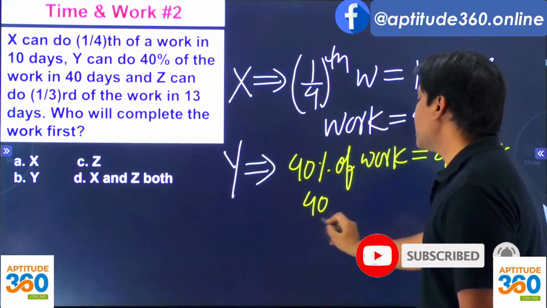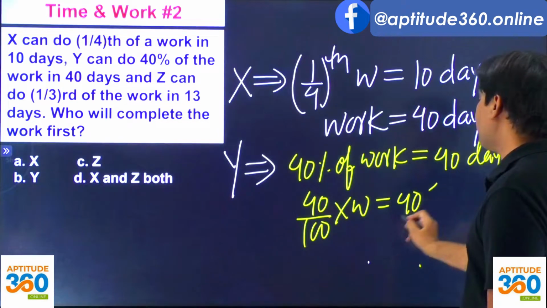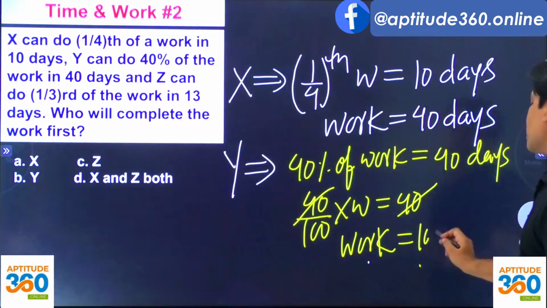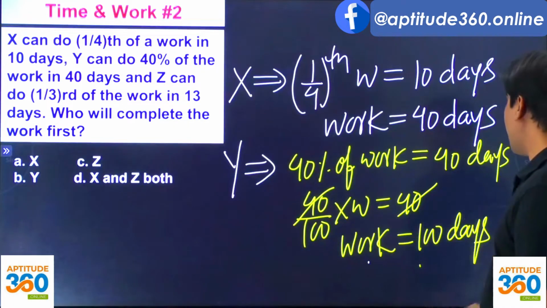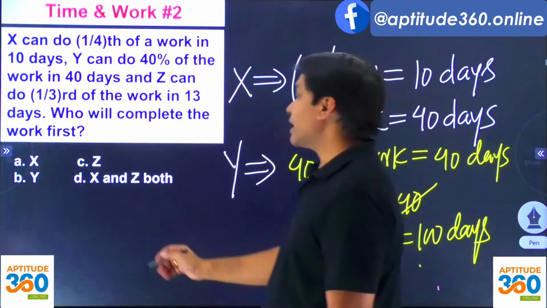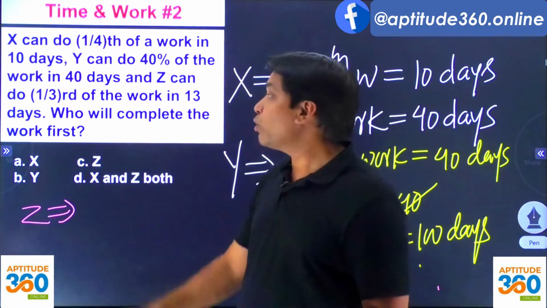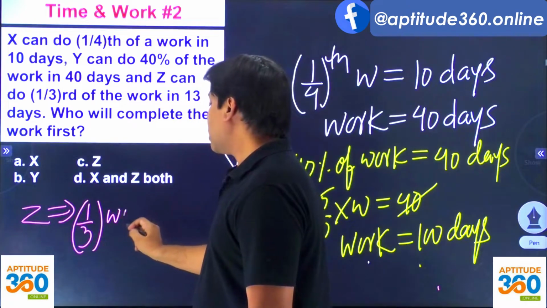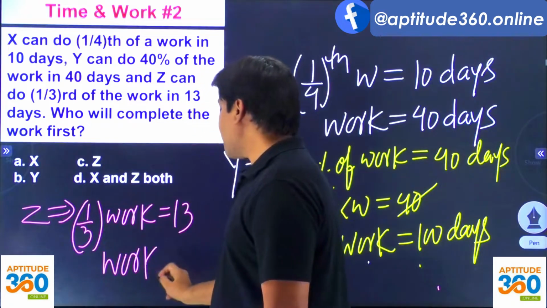40% इज व्हाट? 40/100 ऑफ वर्क इन 40 days. And 40 and 40 are cancelled from both sides of equality. The work is going to be done by Y in how many days? 100 days. Did you understand this thing? And then the problem also tells you that Z is completing 1/3 of the work in 13 days. So 1/3 of the work in 13 days, the entire work is going to be completed in how many days?